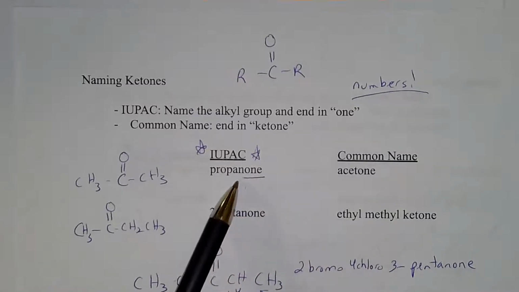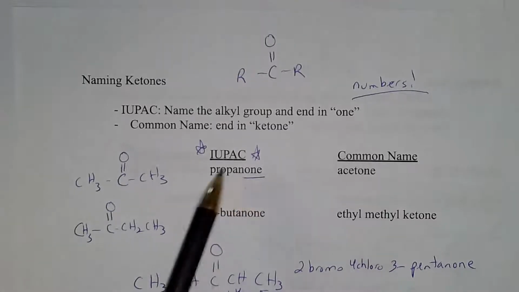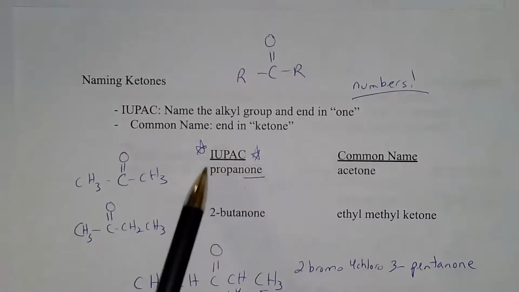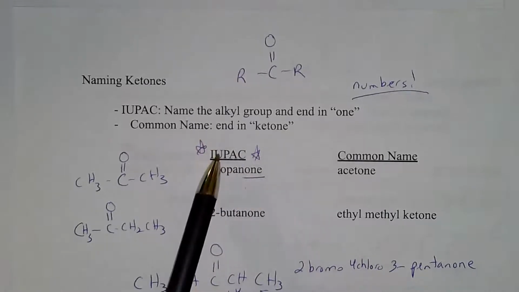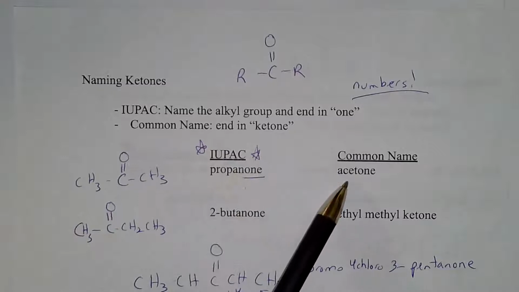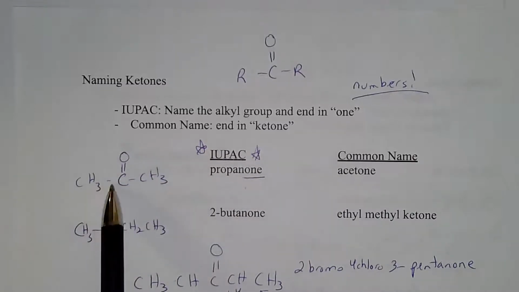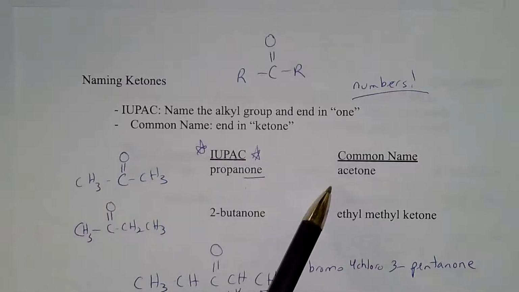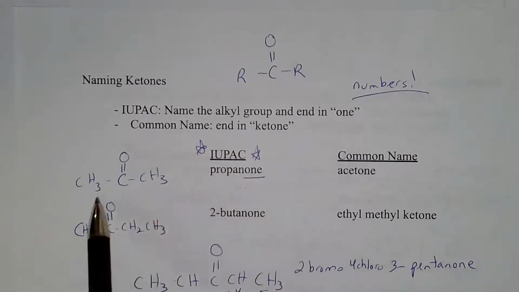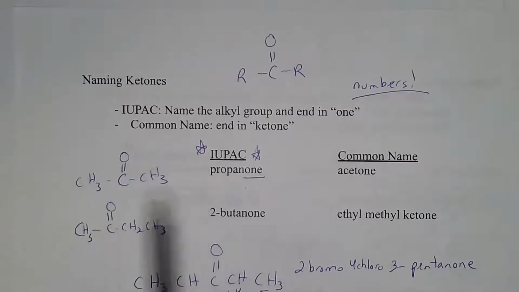I don't have a number with the first ketone because there are only 3 carbons there. The only place the double bond oxygen could be is in the middle. So that is why you will not see a number for this. We are using the IUPAC system because you do have some weird common names. So you might be familiar with acetone. It's a nail polish remover. You use it in a couple different applications. It's a pretty interesting solvent, but that would be something you would have to memorize.